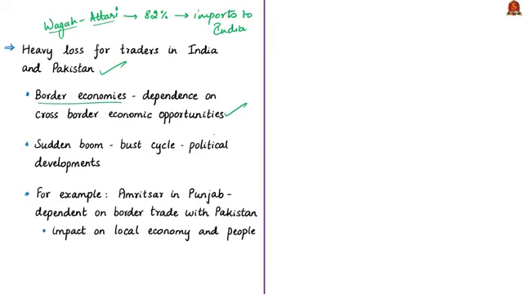So, now due to the changing political situation, trade bans, etc., these border economies are experiencing a sudden boom-bust cycle. That is, they are experiencing ups and downs in trade. For example, in case of Amritsar, the major economic activity is largely dependent on border trade with Pakistan. According to the author, Amritsar in Punjab is not a metropolis and it has no significant industries. So, any decision on India-Pakistan trade will have a direct impact on the local economy and the people because they are dependent on border trade with Pakistan.